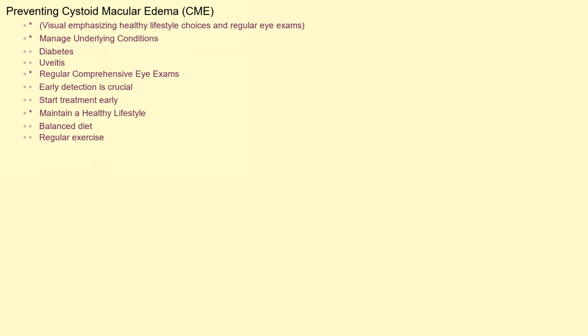A visual emphasizing healthy lifestyle choices and regular eye exams. Is there anything you can do to prevent CME? While you can't prevent CME in all cases, especially when it's related to cataract surgery, managing underlying conditions like diabetes and uveitis can significantly reduce your risk. Regular comprehensive eye exams are also crucial, allowing your doctor to detect CME early and start treatment before significant vision loss occurs. Maintaining a healthy lifestyle, including a balanced diet and regular exercise, is also beneficial for overall eye health.